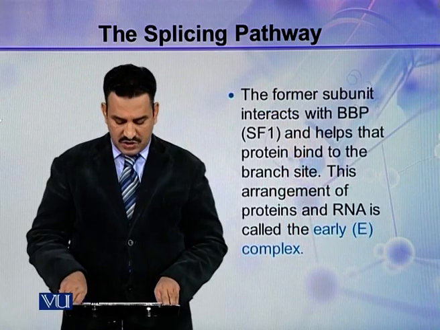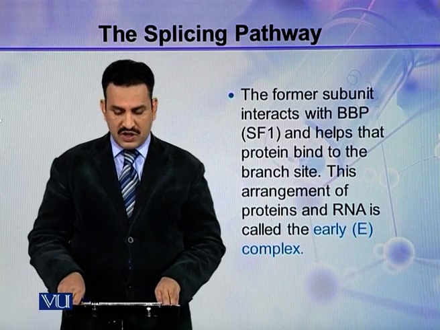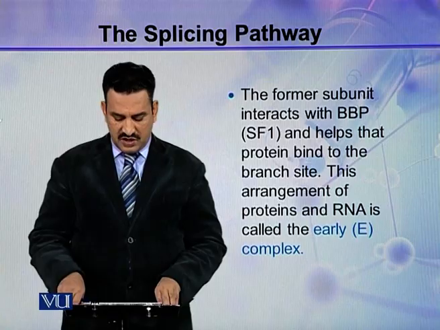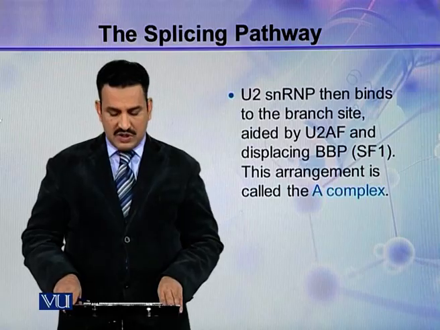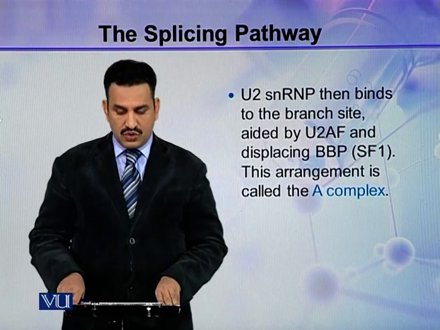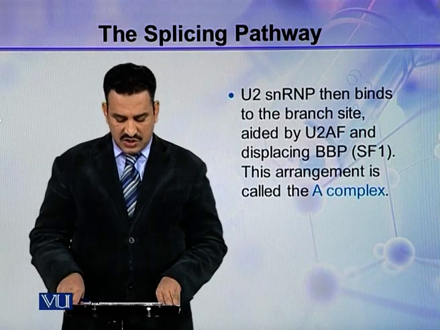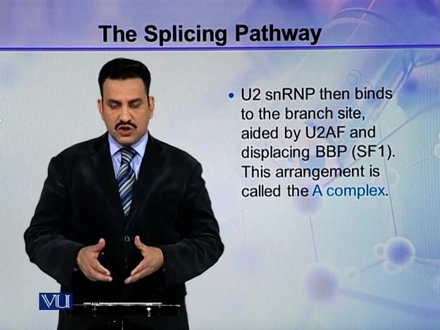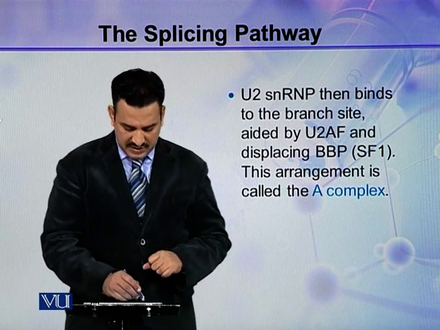The former subunit interacts with BBP SF1 and helps that protein bind to the branch site. This arrangement of proteins and RNA is called the early E complex. U2 SNRP then binds to the branch site aided by U2AF, displacing BBP. This arrangement is called the A complex. So by binding these new SNRPs, the E complex is transformed into the A complex.